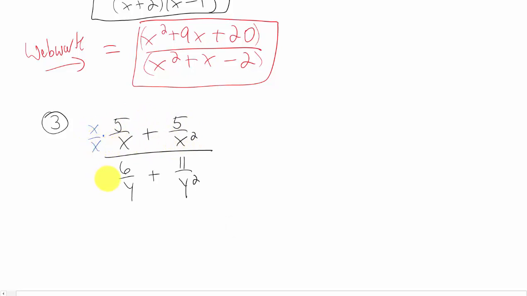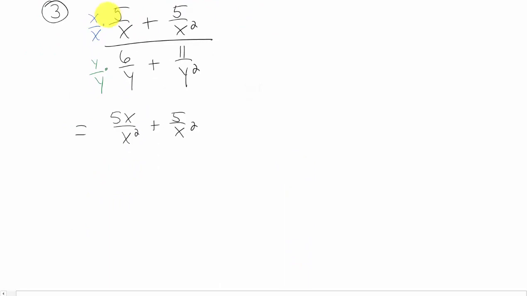I'm also going to find a common denominator in the bottom by multiplying this term here, just that term, by y over y. What that's going to do is leave us with a 5x over x squared, this term right here. And I'm just going to copy down the 5 over x squared there. In the bottom, we're going to be left with a 6y over y squared and an 11 over y squared. Now, you can combine the two terms in the top and combine the two terms in the bottom. Great.